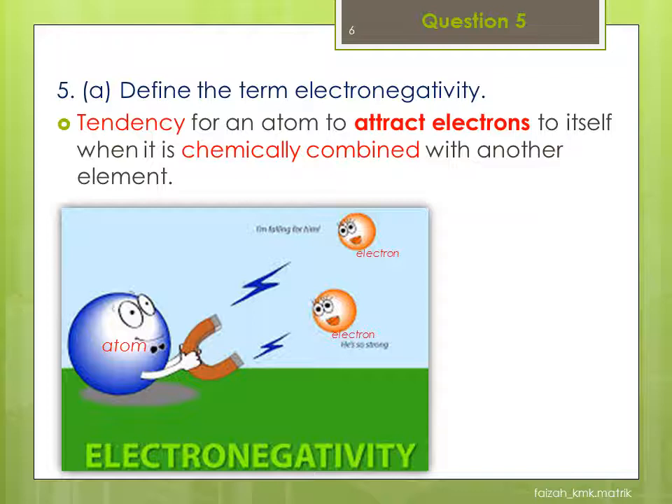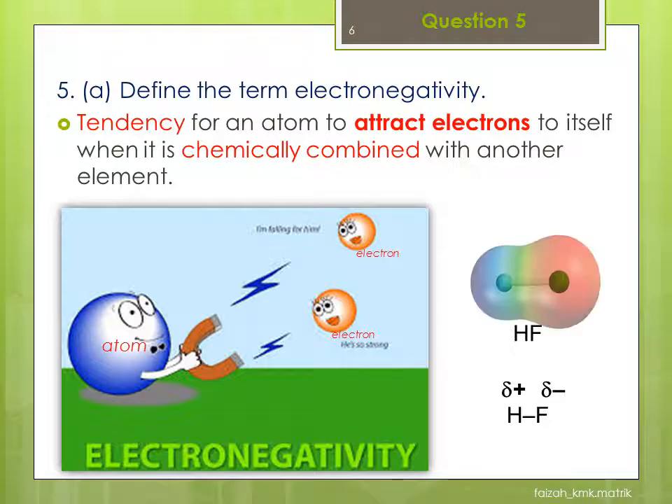Let's say this is atom that attract electrons to itself. As for example, the molecule of hydrogen fluoride. Hydrogen fluoride consists of one single covalent bond. Based on periodic table, hydrogen is electropositive atom with partially positive charge and fluorine atom is electronegative atom with partially negative charge. Fluorine will attract electron to itself, and that's why fluorine has bigger electron cloud compared to the hydrogen.